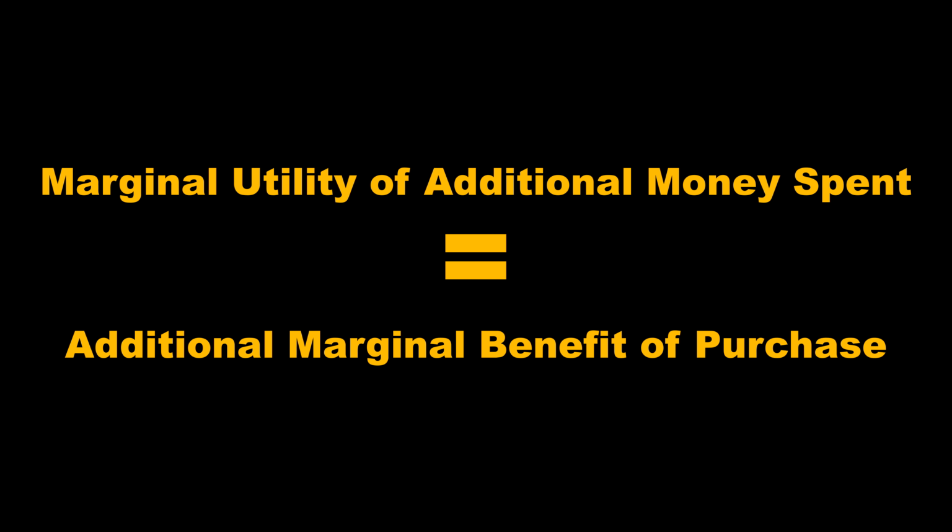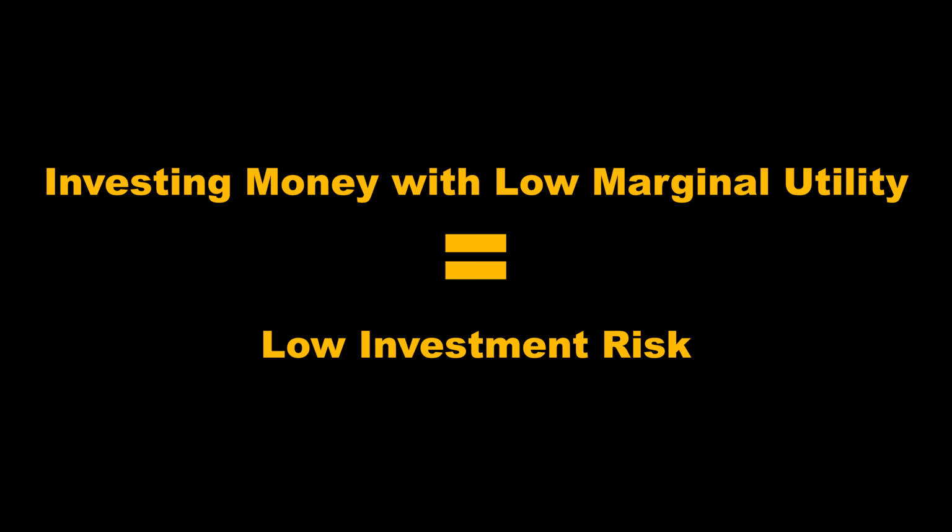To summarize, the marginal utility of the additional money spent equals the additional marginal benefit of the purchase. The wealthy have a lot of money, so the marginal utility of that money is low. So they will spend a lot of money to get a small additional marginal benefit, even though such extravagance seems insane to many lower income people. For the same reason, investing money with low marginal utility also means that the investment has low risk for the risk taker, which is why many wealthy people take much greater risks than people who need their money to survive.